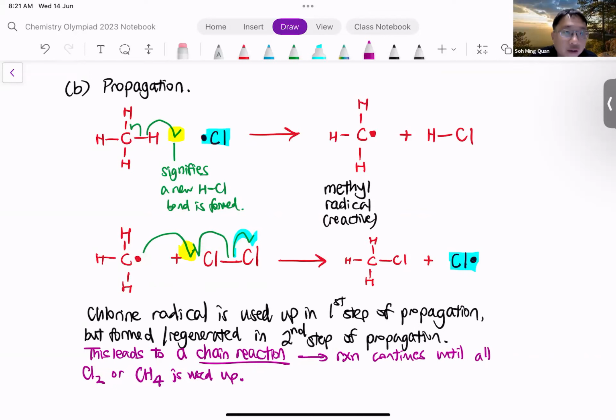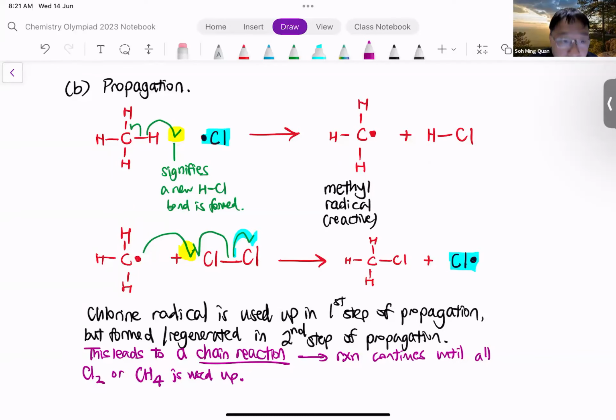You got to consider at the end of the reaction, is Cl used up? You can't just look at one part of the mechanism. You got to look at the whole mechanism. If you look at the whole mechanism later on, we will go through, you will realize the chlorine radicals are used up at the end, which means that it is incorrect to say that chlorine radicals are a catalyst. They are not a catalyst.